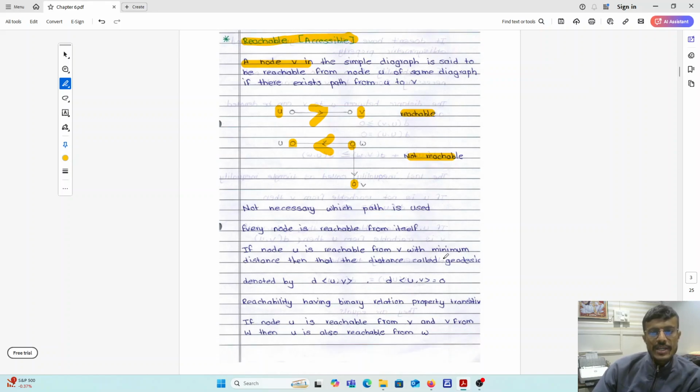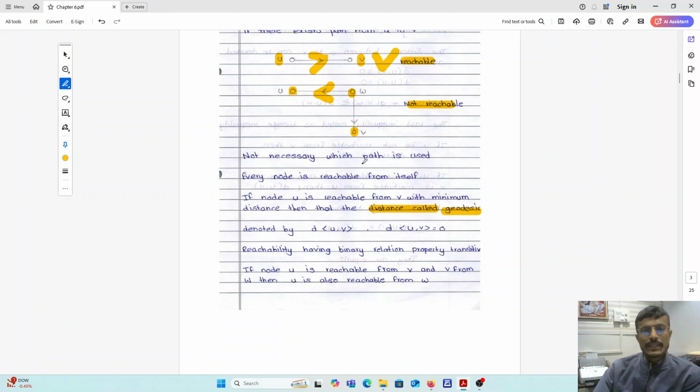Then next one, what is meant by geodesic distance? Geodesic distance is nothing but the minimum distance to traverse from the source node to the destination node. For example, the geodesic distance of a node to itself is equal to 0, because every node is reachable from itself. U is reachable from U, V from V, W from W, and the geodesic distance of W from W is equal to 0. The geodesic distance of U to V, because we are reaching from U to V with length 1, is equal to 1, so D of UV is equal to 1. Keep in mind.